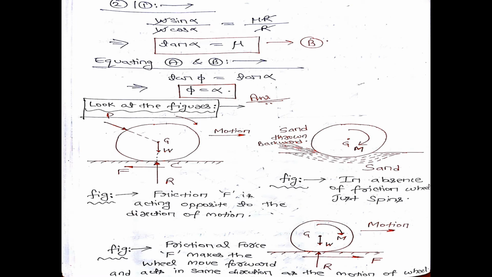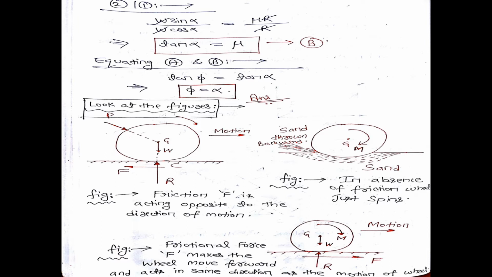That means angle of friction is always equal to angle of repose when the body which is kept on an inclined plane tends to move. So phi is equal to alpha. Any doubt from anyone up to here?